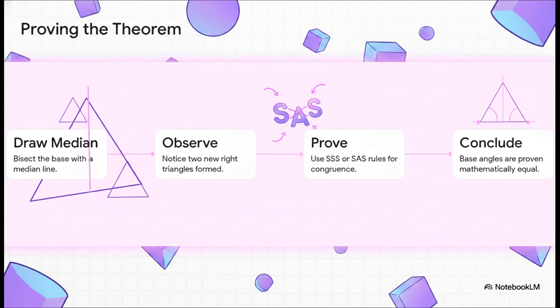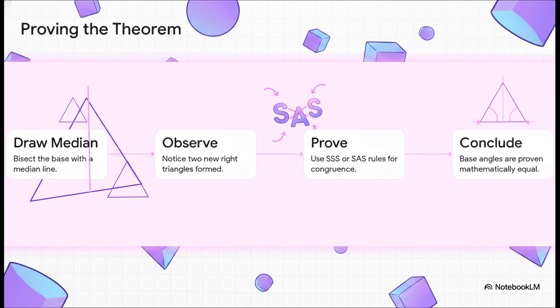Step 1. You draw a median line straight down from the top point, perfectly bisecting the base in half at exactly 90 degrees. Step 2. Just observe that our one big triangle has suddenly become two smaller right-angled triangles sitting side by side. Step 3. Because they share that middle line, they have equal bases and equal outer legs, we can use the SSS, side-side-side, or SAS, side-angle-side congruence rules to prove these two halves are identical twins.